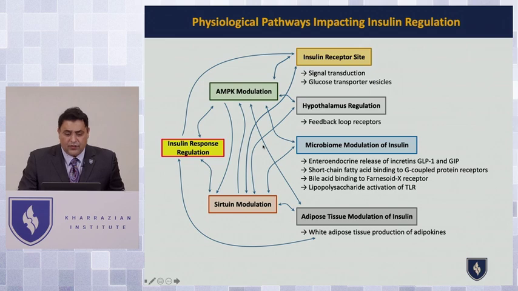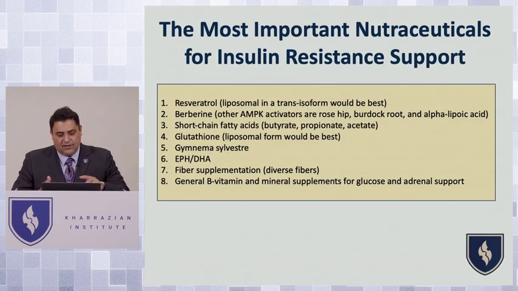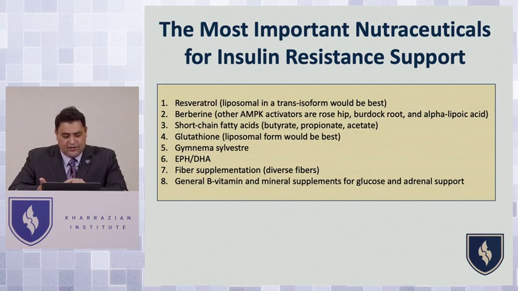Now, there is a complex understanding of insulin signaling pathways with AMPK, sirtuins, the gut pathways with GLP-1 and GIP, and G-coupled proteins and toll-like receptors and farnesoid X receptors we talked about in the diabetes course, but we don't have time to get into all those things. But the most important nutraceuticals to manage insulin resistance would be resveratrol, berberine, short-chain fatty acids, glutathione, gymnema, EPA, DHA, fiber supplements, and B vitamins.